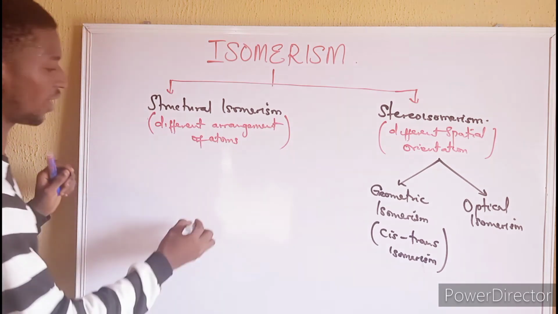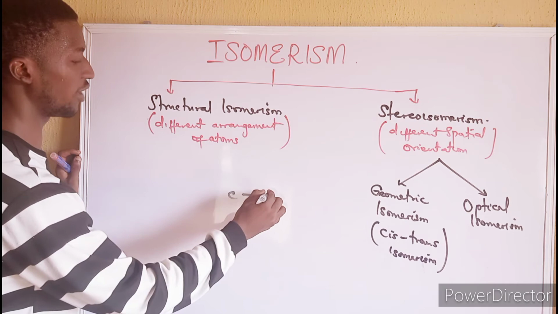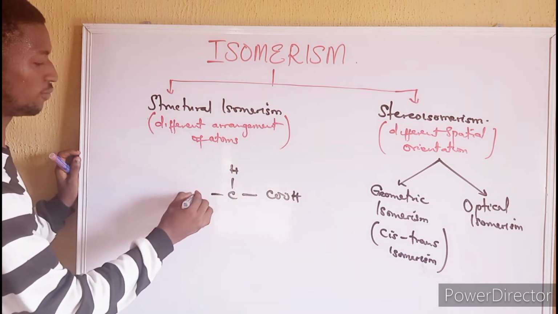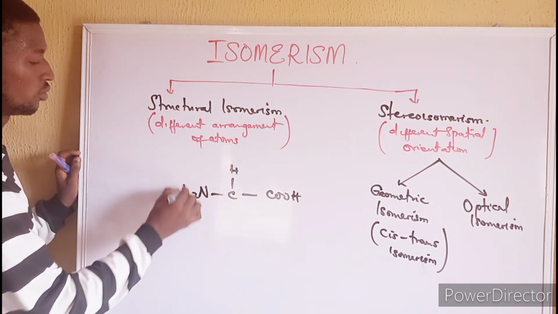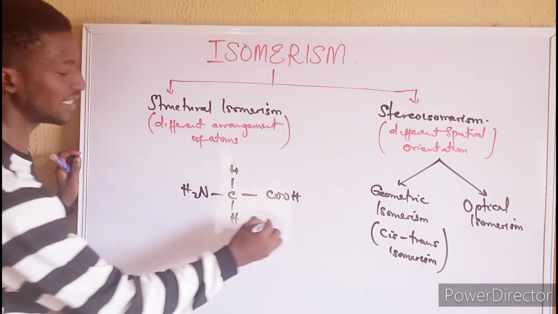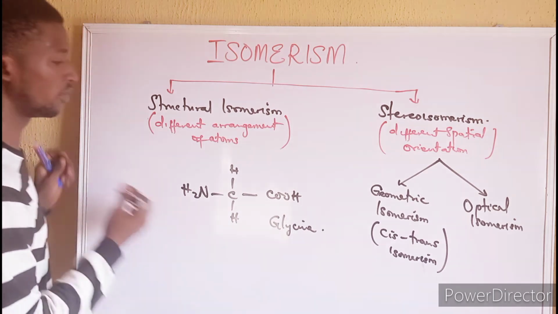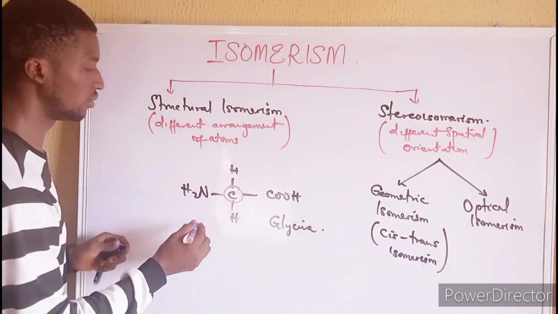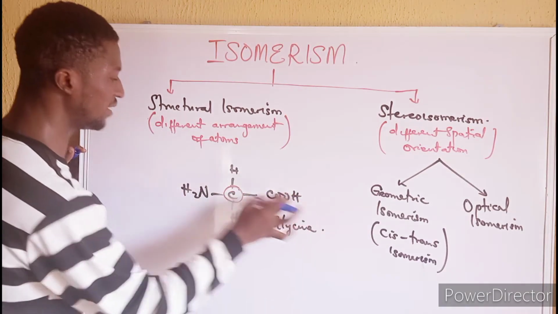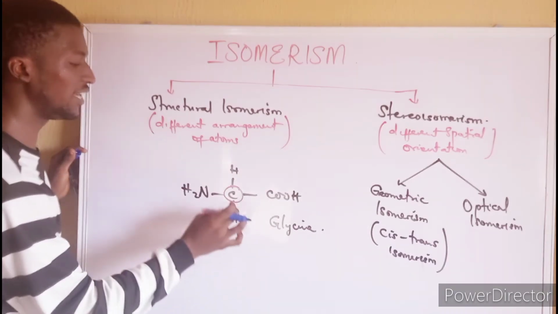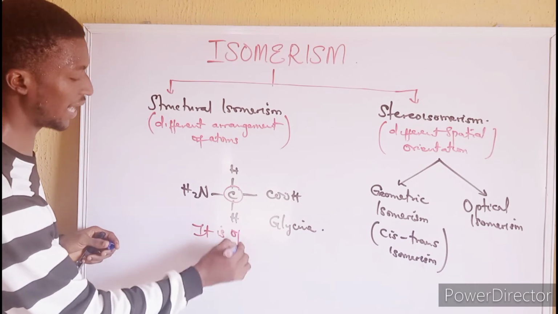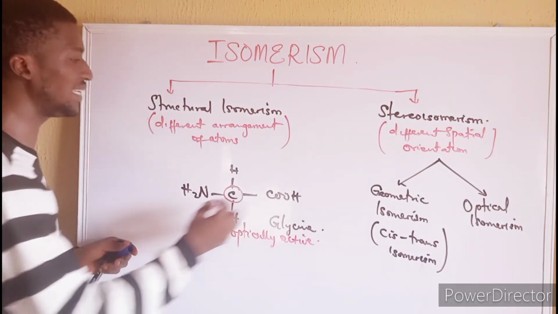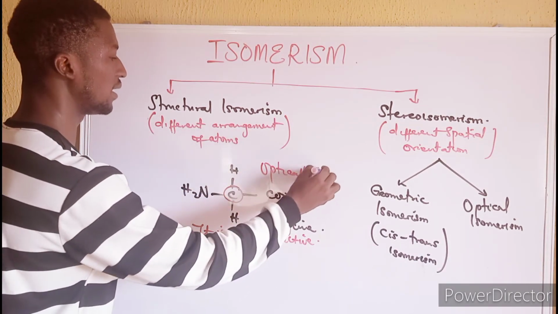So I'll give you 2 examples here. You have C, I have COOH, and here you have H, here you have NH2, and here you have H, as in the case of glycine. Now the atoms or group of atoms arranged around this center carbon are not all different. Though this one is different from this, when you look at this hydrogen here, it means that it is not optically active. So I can say that it is optically inactive.